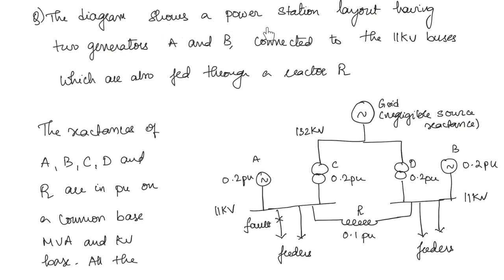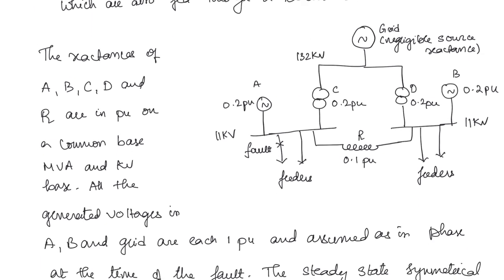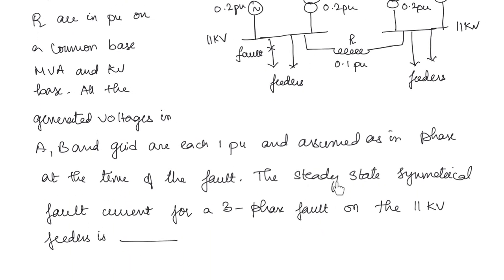The diagram shows a power station layout having two generators A and B connected to the 11 kilovolt buses, which are also fed through a reactor R. The reactances of A, B, C, D and R are in per unit on a common base MVA and kilovolt base. All the generated voltages in A, B and grid are each 1 per unit and assumed in phase at the time of the fault. The steady state symmetrical fault current for a 3-phase fault on the 11 kilovolt feeders is.